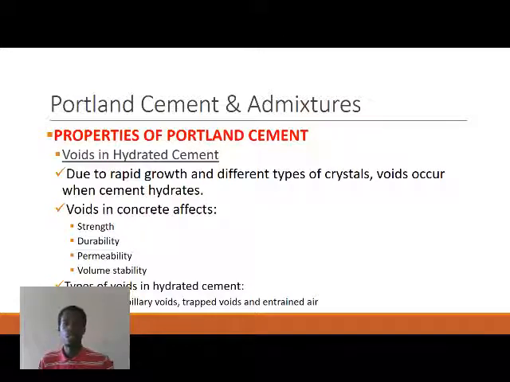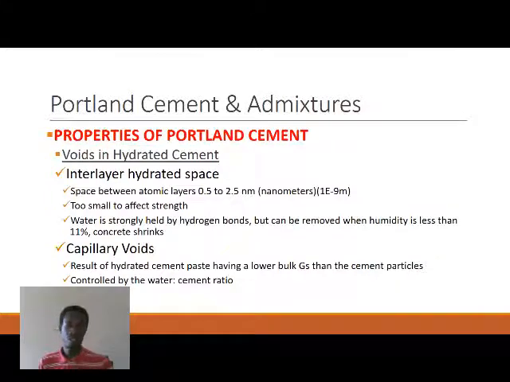Another property of Portland cement is voids. And voids are very important because they either make or mar concrete, depending on what's going on. The voids in concrete affect the strength properties, durability, permeability, and the volume stability of your concrete. Different types of voids include interlayer, capillary, trapped voids, and entrained. We'll talk about all these.